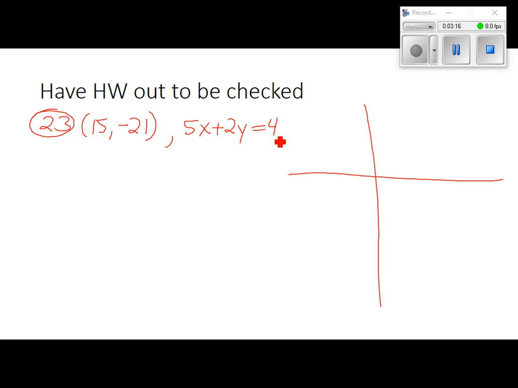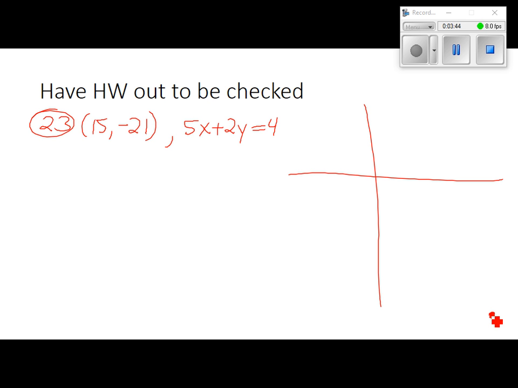What does 15, -21 tell me to do? How does this tell me to move? Go over. Which way? Right. Go to the right. Please always tell me right or left. If you just say go over, do I know which direction you're telling me to move? So right 15, and down 21. Who knows? Somewhere down in there. Probably wouldn't want to graph this one because it's too big.